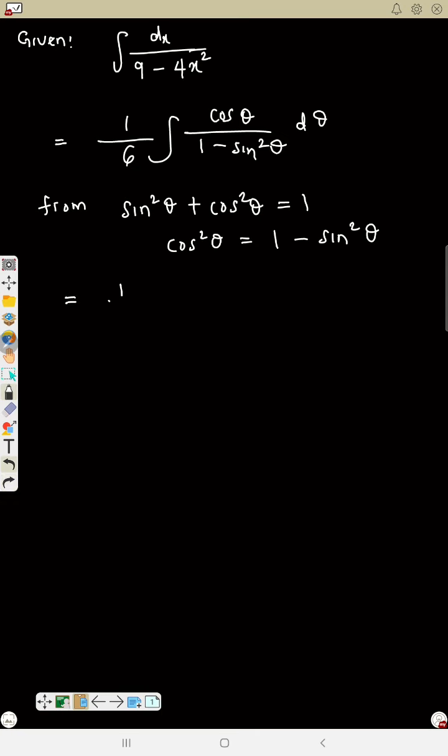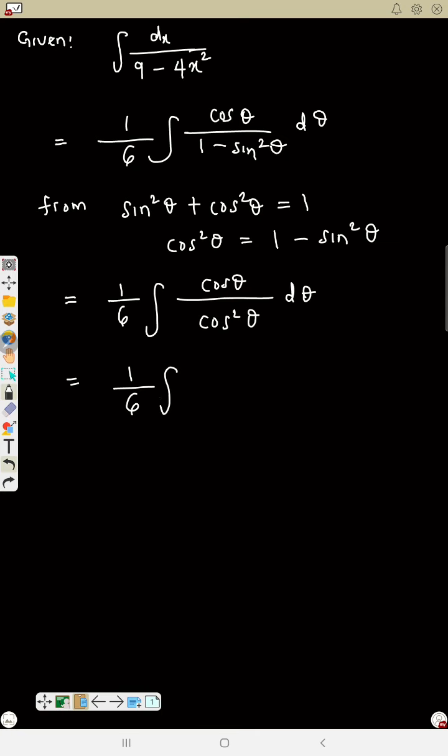So the integral becomes 1 over 6 integral of cos theta divided by cos squared theta d theta, because we have changed 1 minus sine squared theta to cos squared theta now. So this becomes 1 over 6 integral of, as in this one will cancel out, 1 over cos theta d theta, because if you reduce this it will remain just cos theta there, so that will cancel out.